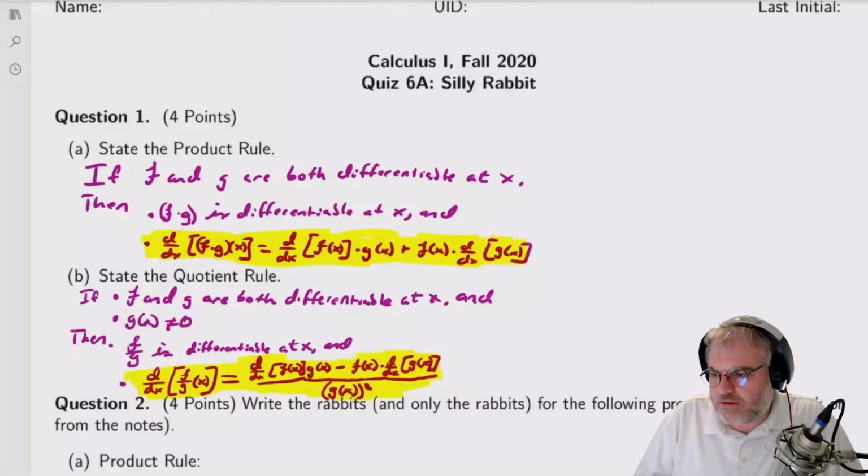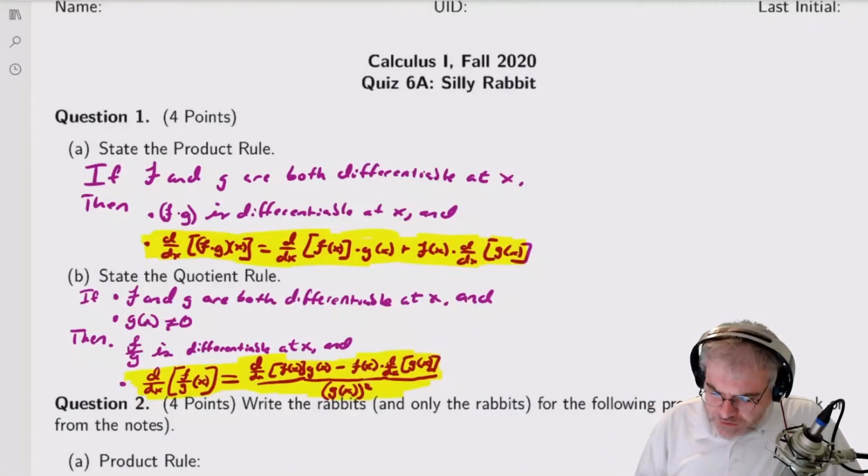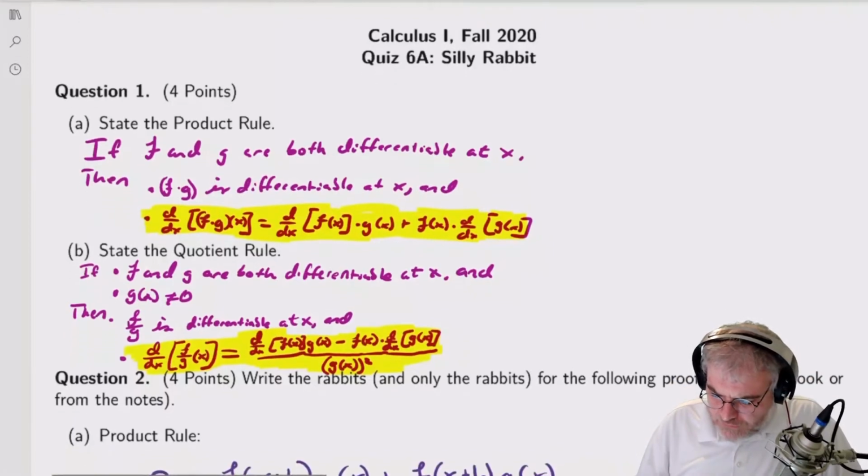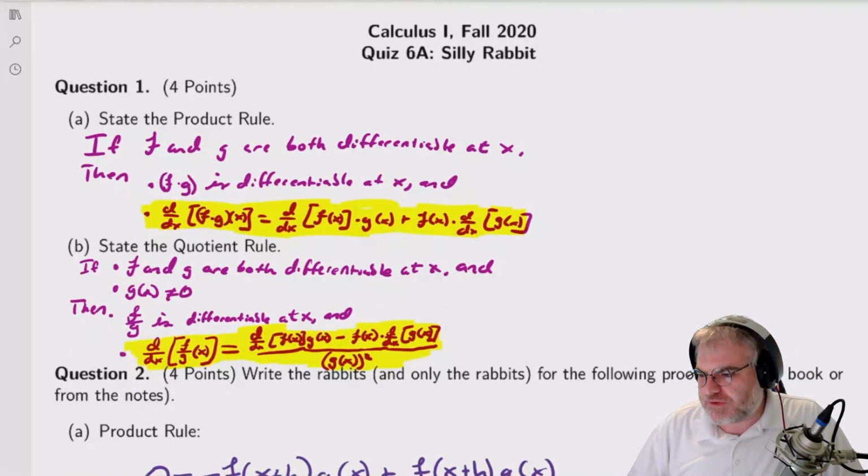All right. Let me set everything up. So quiz 6A, let's go ahead and get to it. The first two questions were just to state these rules. Now, in the past, we've gone back and forth on this, but in the last 3 semesters, we seem to have settled on just making you do these parts of it.